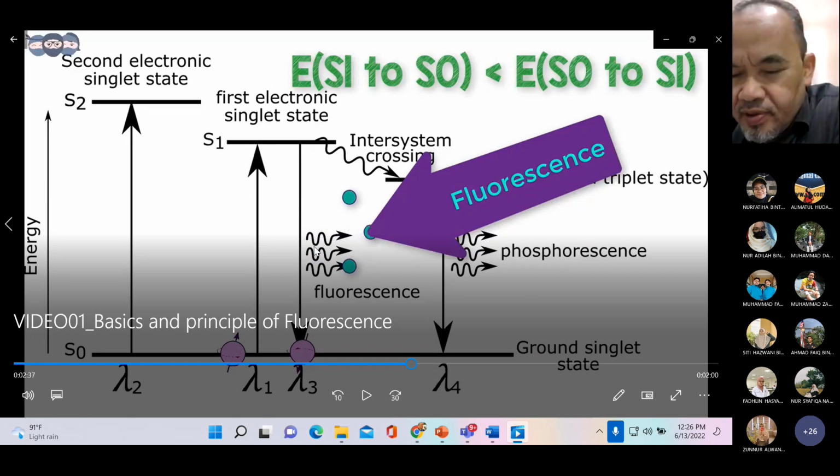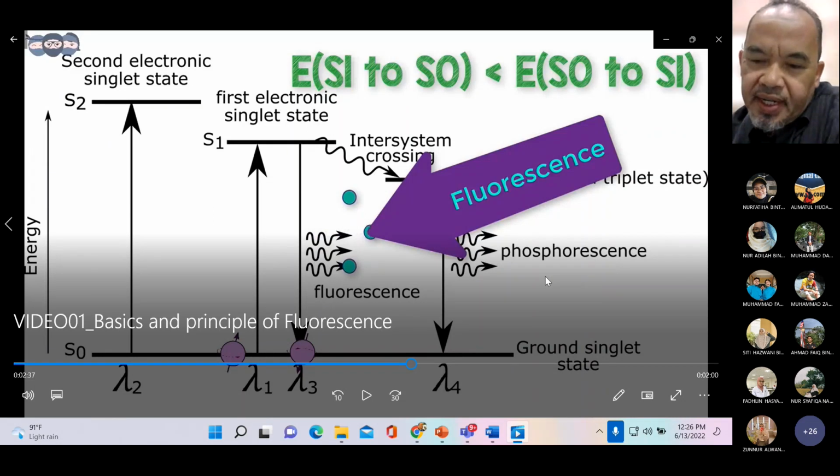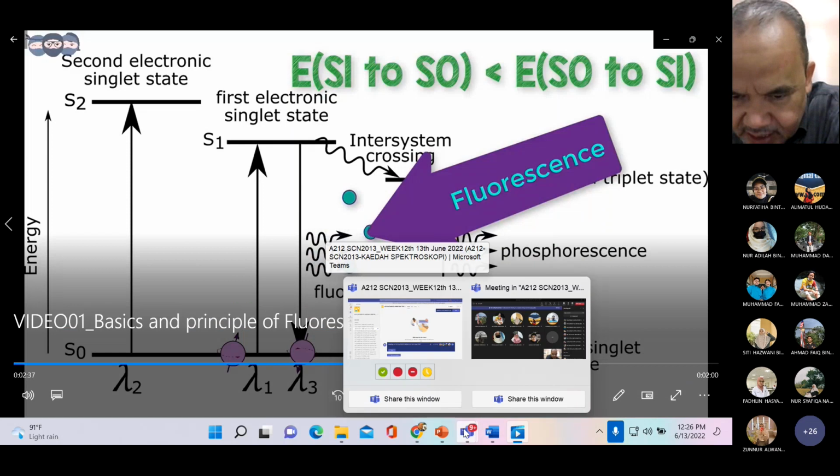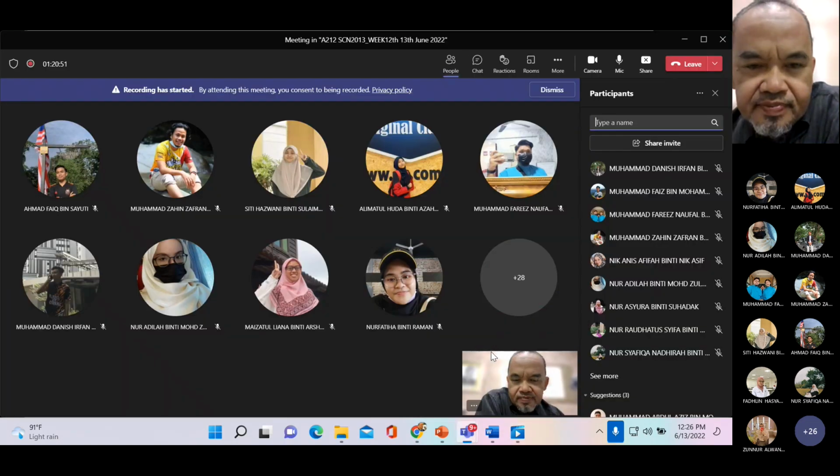For fluorescence, we don't have to undergo this intersystem crossing. Similarly, from here, whatever the remaining energy will be emitted in the form of phosphorescence. Okay, that's one. Any question that you want to ask from here?